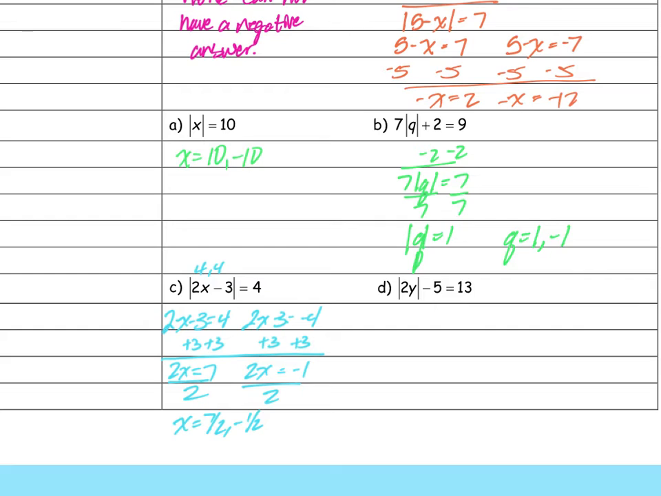And the last one, I've got to get the absolute value by itself. So I have the absolute value of 2y equals 18. So 2y is going to equal 18, or 2y is going to equal negative 18. Divide by 2, so y equals 9 or negative 9. Okay, awesome job, everybody.